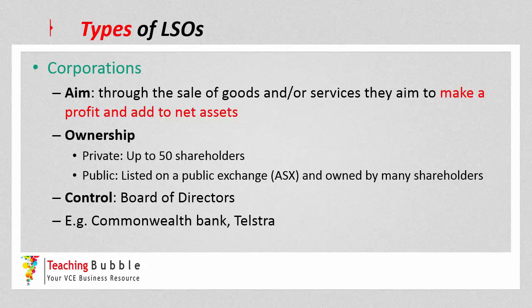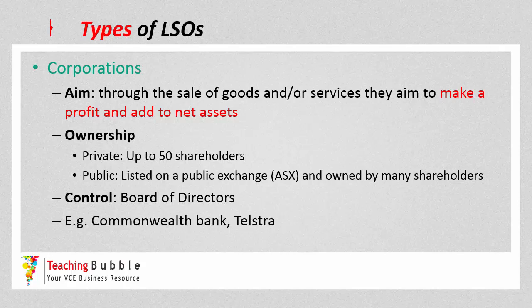First of all, we'll start off with a company or a corporation, and their aim, through the sale of goods and services, is to make a profit and add to net assets. They can be owned privately, which means they're owned by anywhere from 1 to 50 shareholders, or they can be owned publicly, which means they're listed on a public exchange, such as the Australian Stock Exchange, and they're owned by many shareholders, so any member of the public can buy shares in that particular company. They're controlled by a board of directors, and some common examples are the Commonwealth Bank and Telstra, and there are obviously thousands of others.